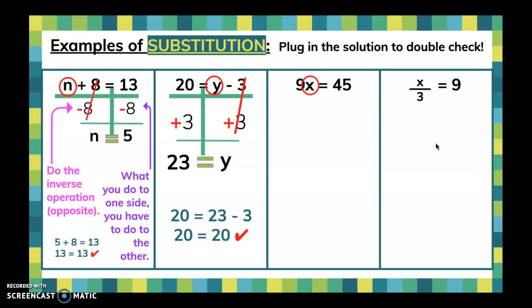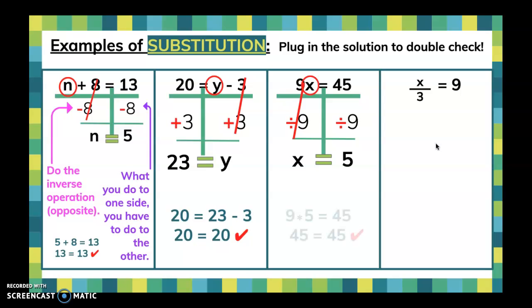Let's look at the third one. I want to get that x by itself. If I have 9x, what operation is that when you have a coefficient and a variable next to each other like that? Well, that is multiplication. So again, balancing. I need to do the inverse operation, which would be division. So I would divide by 9 on both sides, keeping things balanced. The 9 times and then divided by 9 cancel each other out, and I get the variable x by itself. So what is 45 divided by 9? Well, that would be 5. Again, checking to make sure. If I plug it in, 9 times 5, is that 45? Yes, it is.